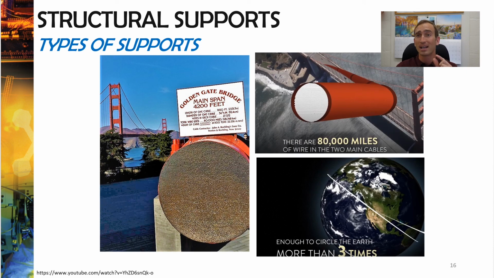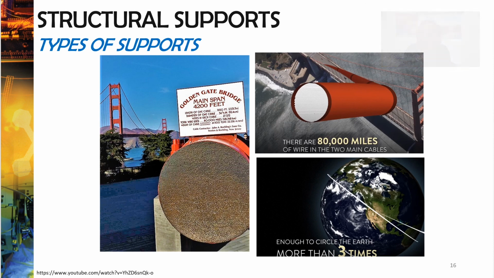And inside, because this wire is so small and it's strung back and forth over and over again, there are 80,000 miles of cable inside the Golden Gate Bridge, which is enough to circle the Earth 3 times. Now, if that's not cool to you, I don't know what is.